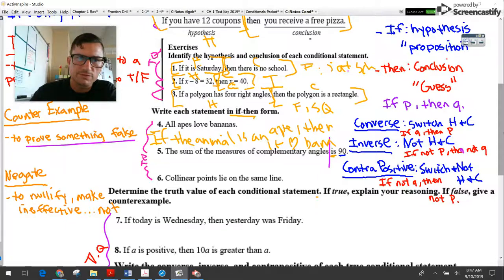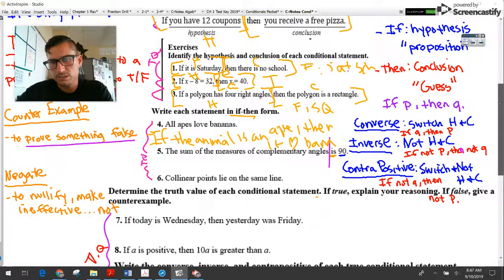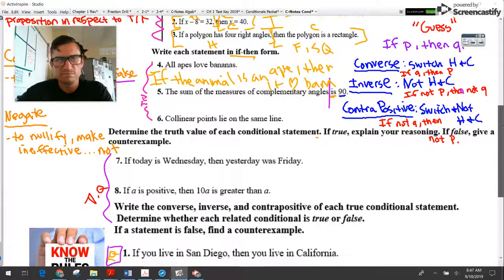The contrapositive is where we combine the two. And so we're going to be switching and notting. So if P then Q would be the conditional. Taking it to the contrapositive, we would do if not Q, then not P. So if that made it confusing, let's do an actual example here.